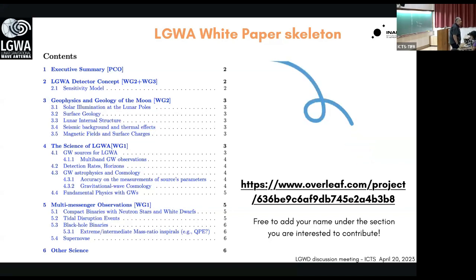Right. I'm not sure if it's necessarily relevant, but it just came to my mind. I'm wondering if it might be worth doing a study about data analysis readiness. It's not completely clear to me whether the tricks that we use for LISA and the tricks that we use for LIGO will necessarily work for LGWA. Maybe for some portion of the parameter space it might work, but for others it's not immediately clear to me. Yeah, exactly. So we should definitely think about this.